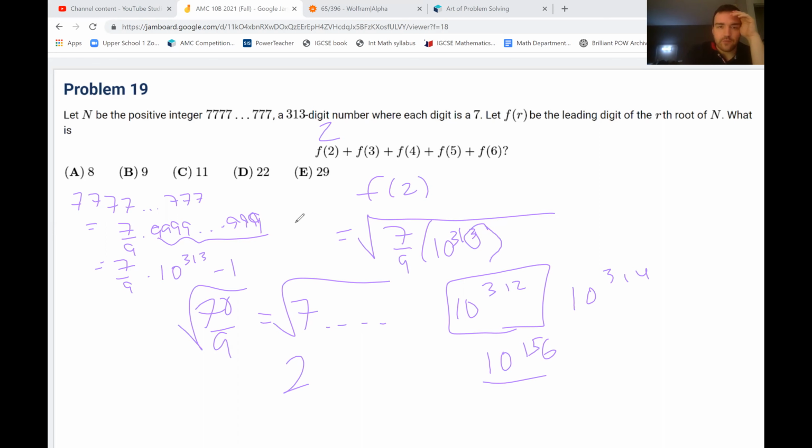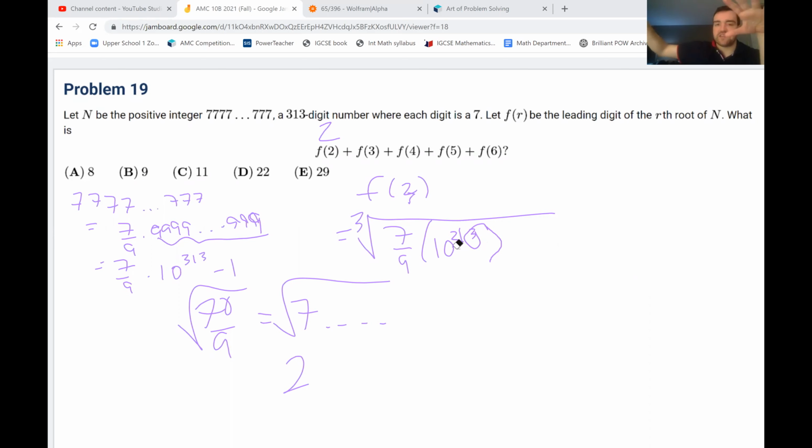Now, if we do the same thing with a 3 in front, what's f(3)? Again, 3 goes into 312, so you can divide the 312 by 3, which again gives you just a bunch of zeros at the end of your number, and you still have that extra 10 left in there. So you're really just looking at the cube root of 70 over 9, which is the cube root of 7 point something, which is less than 2. So that means it's going to start with a 1.